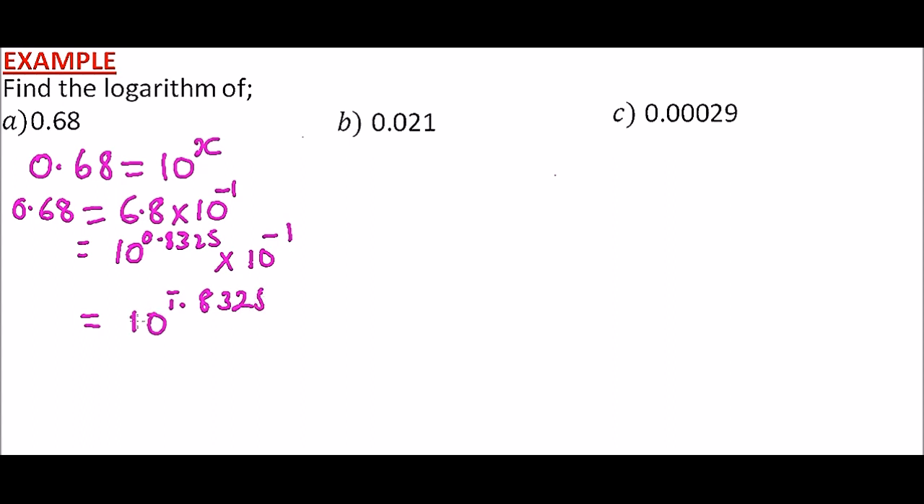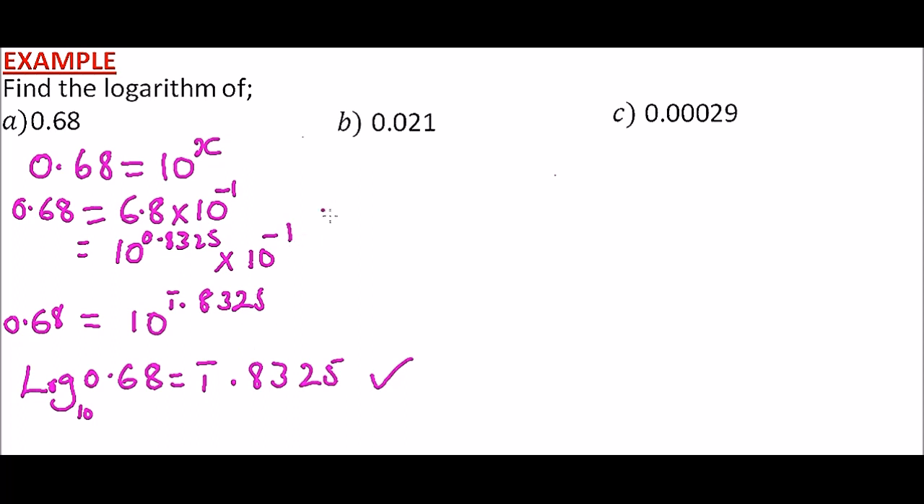1.8325. Remember what we have talked of the bar, that the bar means only the characteristic is negative, the mantissa is positive. So now this is 0.68 to the powers of 10, implying the logarithm of 0.68 to base 10 is equals to bar 1.8325. So that is the logarithm of that number.